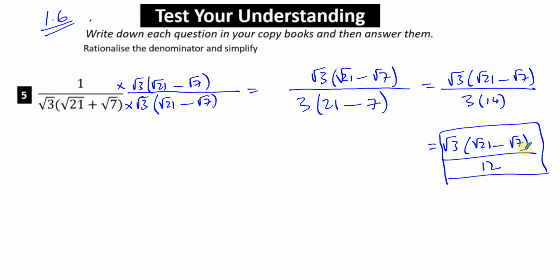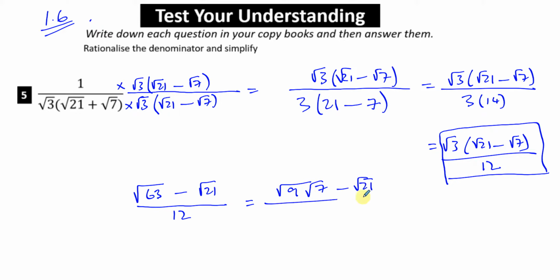in this form here, in the sheet, but you can also express it in other ways. For example, I could expand the brackets. So root 3 times root 21 is going to be root 63 minus, and root 3 times root 7 is root 21 over 12. And root 63 is made up of a perfect square of 9 times 7. So you have root 9 times root 7 minus root 21. There's no perfect square factor in there, over 12, which gives you 3 root 7 minus root 21 over 12.